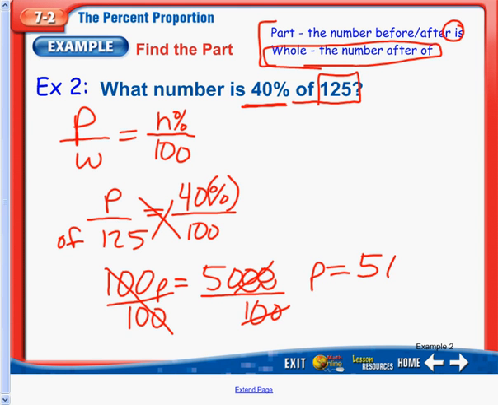And so that means our part, 50, is 40% of 125. You can also check this in your calculator by remembering from 7-1, if 50 equals 40% of, where "of" is multiplication, 125, if we did 0.4 times 125, we should get the answer of 50. Right, 0.4 times 125 will give us 50.